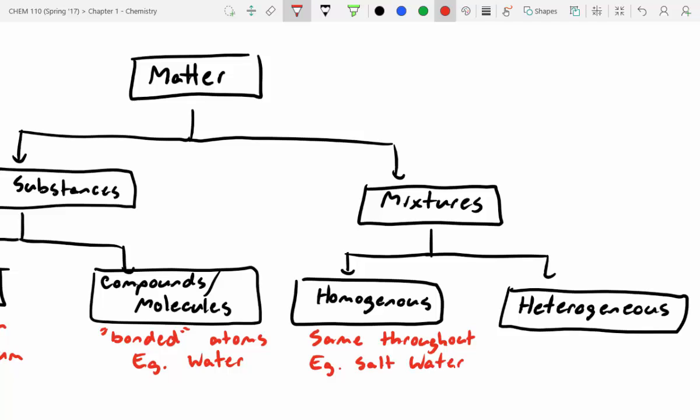A heterogeneous mixture means that it's different throughout. Oftentimes people don't even think of these as mixtures, right? Because it's not a mixture in the way we normally think of a mixture. A good example of a heterogeneous mixture might be a pizza, right? Pizza has a bunch of different toppings. It's not even throughout. You've got one area that's crust, one area that's sauce, one area that's maybe cheese or pepperoni. So it is different throughout.